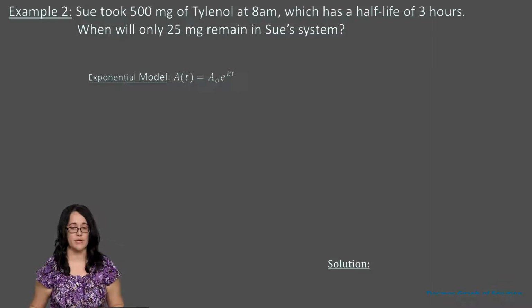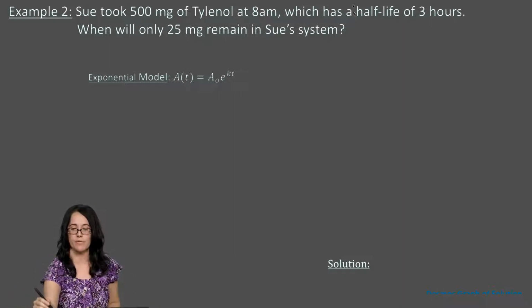Example 2 says, Sue took 500 milligrams of Tylenol at 8 a.m. Tylenol is known to have a half-life, it tells us, of 3 hours. When will only 25 milligrams remain in Sue's system? Okay, so there's a lot here. One thing that you don't see anywhere in this word problem, by the way, is the word exponential. You don't see it anywhere.